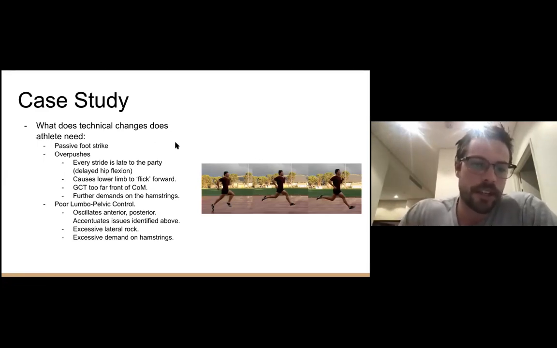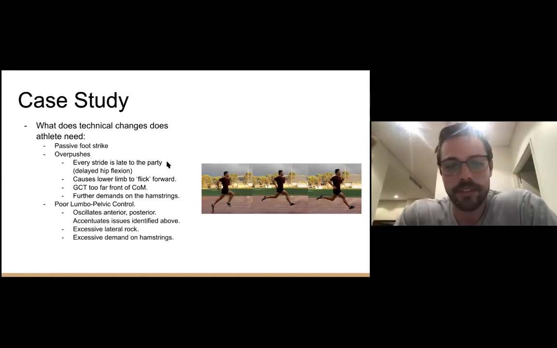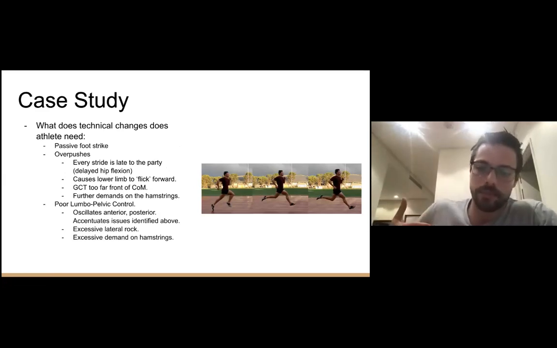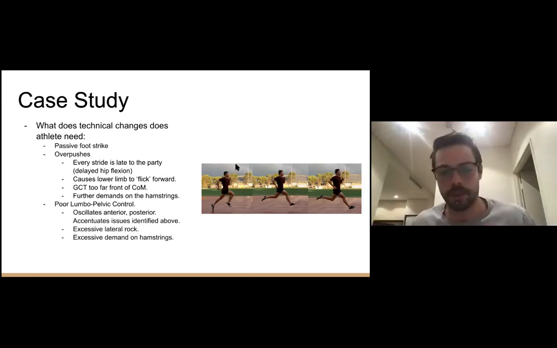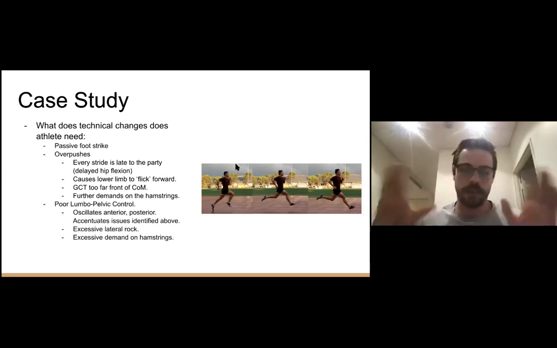So what we thought is that we needed to see the foot be a bit more active, dorsiflexed. He was over pushing every stride. So after every stride, every hip flexion was a little delayed. That lower limb would therefore flick forward because that stride was late to the party. And we thought this was stressful on his hammies and that something bad was going to happen. And he had really poor lumbopelvic control. It's just flicking back and forward.